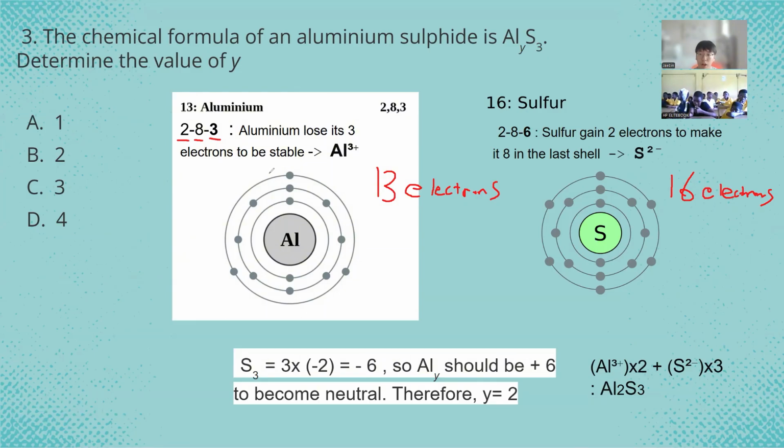It'll be optimal for aluminum to lose 3 electrons to become stable. What did it mean to be stable again? Stable means having 8 electrons in the outermost shell. If we take away the 3, aluminum will have 8 electrons in the outermost shell. That's why it wants to lose 3 electrons.